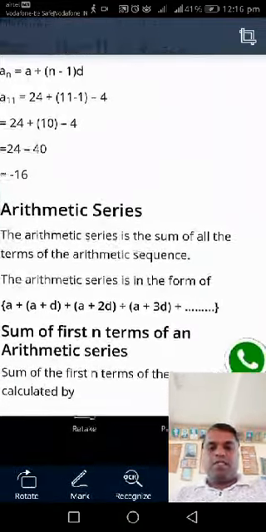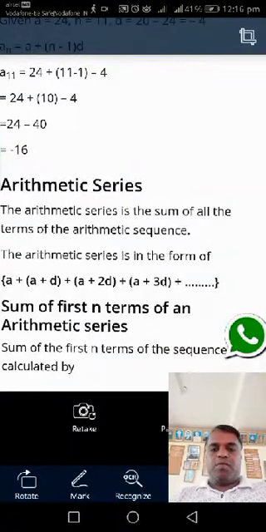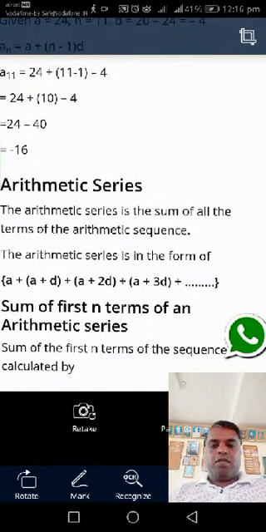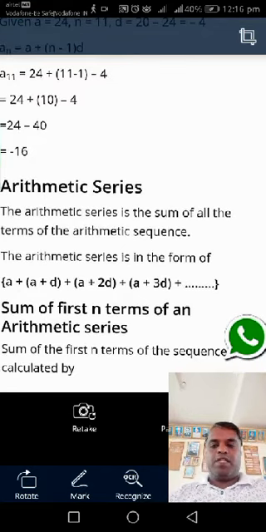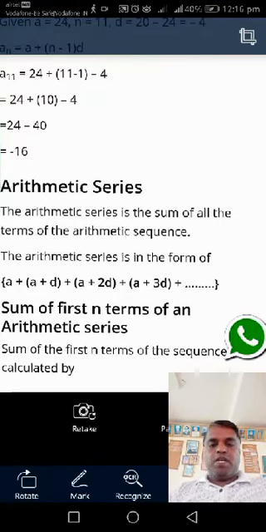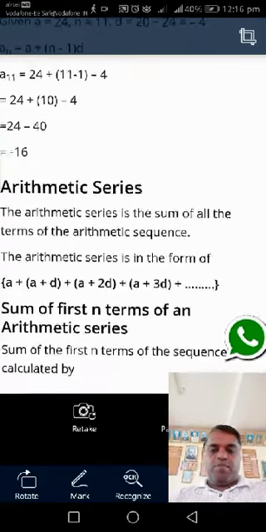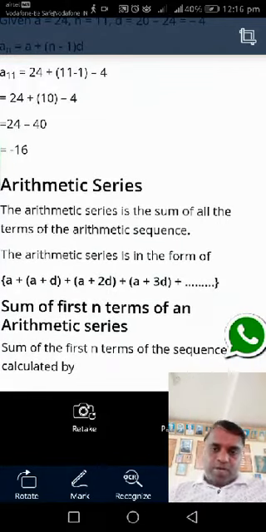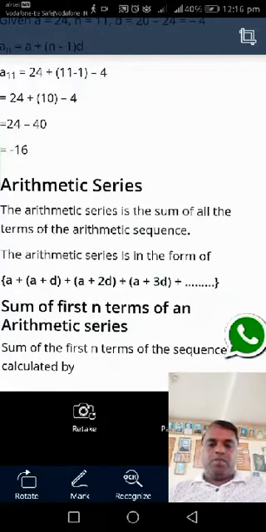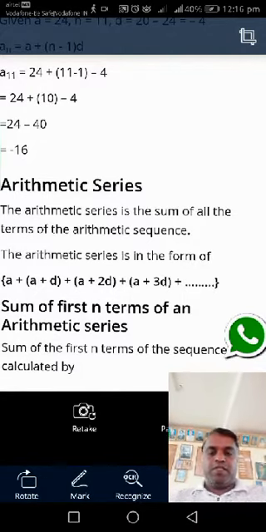Arithmetic series is the sum of the terms of the arithmetic sequence. It means the arithmetic series in the form a plus d plus a plus 2d, a plus 3d, and so on. We have to add all the arithmetic terms. That is called an arithmetic series.